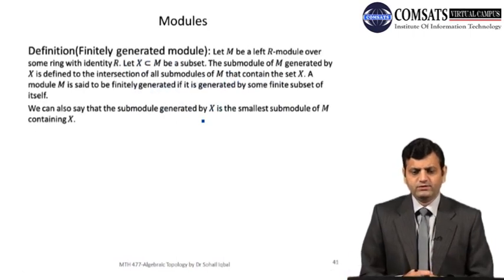Now, finitely generated modules. These ideas run very parallel to the ideas that we discussed in group theory. It says that if we have a set X inside M, then the smallest submodule of M containing that X is the submodule generated by X. Or in other words, the intersection of all submodules of M containing the set X is called the submodule generated by X. And if we have a set X such that the smallest submodule containing X is M itself, then M is generated by X. And if the elements of X are finite, then we say that M is a finitely generated module.